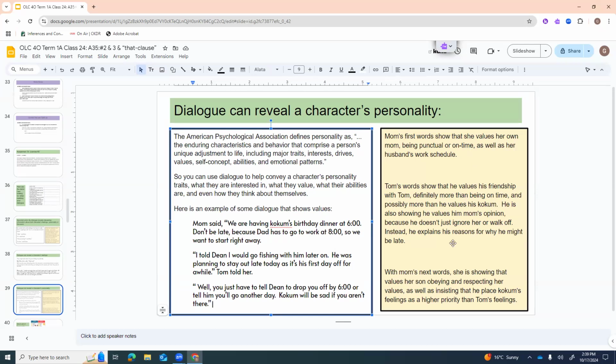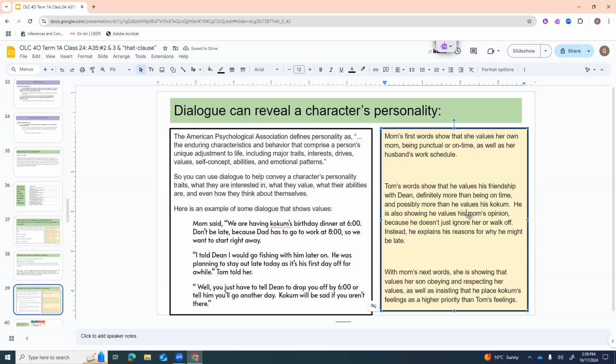Tom's words, on the other hand, show that he values his friendship with, sorry, Dean, not with Tom, definitely more than he values being on time, and maybe even more than he values his Gookum, right? He's showing, though, that he does value his mom's opinion because he doesn't just ignore her or walk off or get mad. Instead, he kind of calmly explains the reasons why he might be late, even though she would rather he be on time.